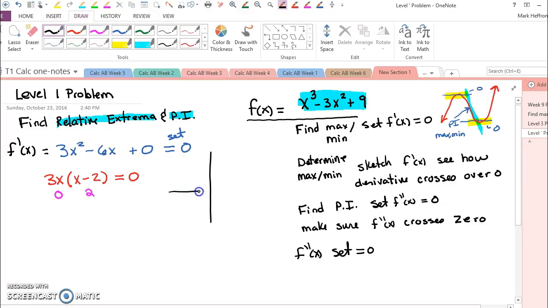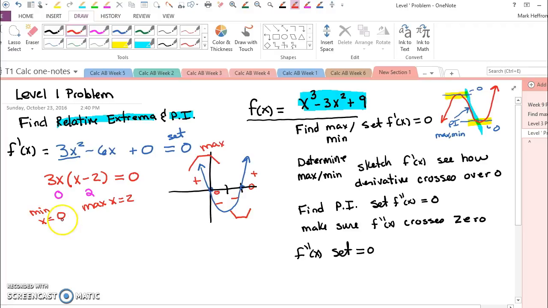And a sketch can be helpful to determine when you have a max and min, so I'll plot 0 and 2. This is 3x squared, so it's a positive leading coefficient. I open up. That means my derivative is going from positive to 0 to negative. Positive, 0, negative. I've just made a max at x equals 2. Negative, 0, positive. I've just made a min at x equals 0.